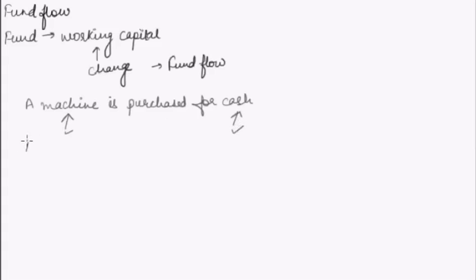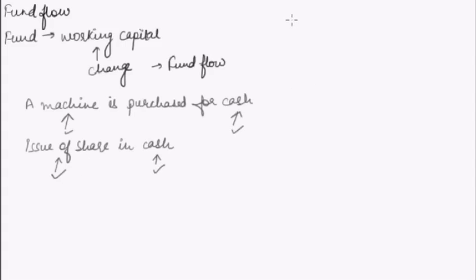Similarly, if there would be issue of shares in cash, so whenever there would be issue of shares, it would generate cash. Cash is current asset and issue of share is non-current liability. So there is a transaction between non-current and current. So there would be a flow of fund.